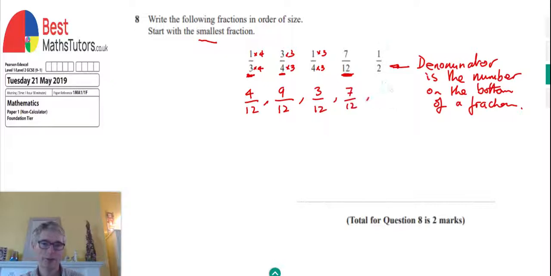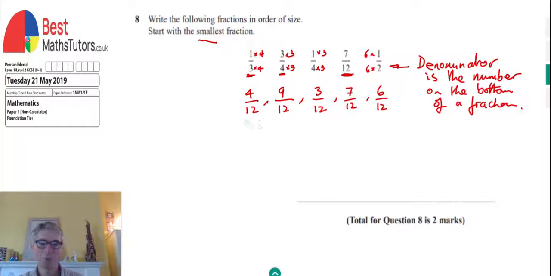And the half, we've got to times the 2 by 6 to get a 12 on the bottom. That's 12 on the bottom now. But I've got to do the same to the top. That's going to be 6 times 1. So I've got 6 over 12.